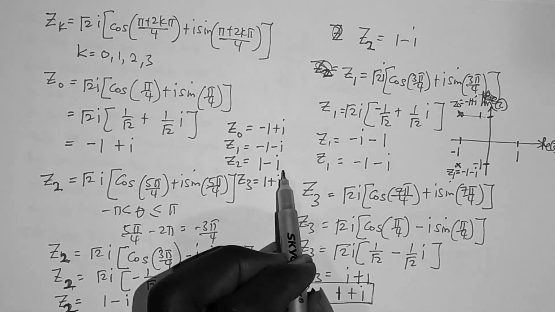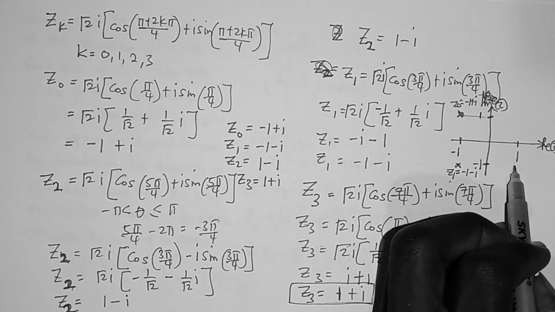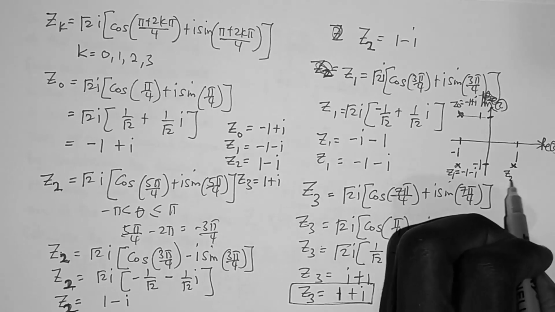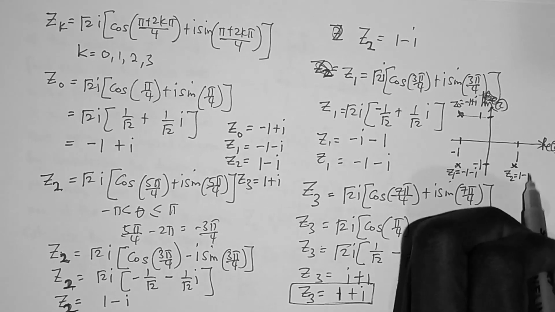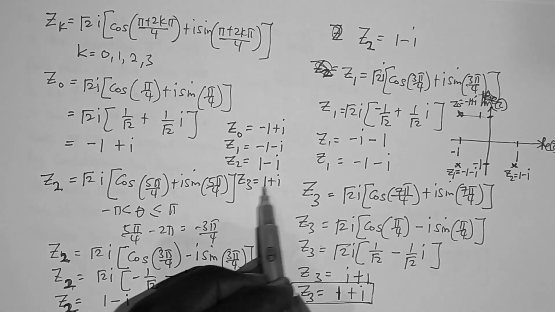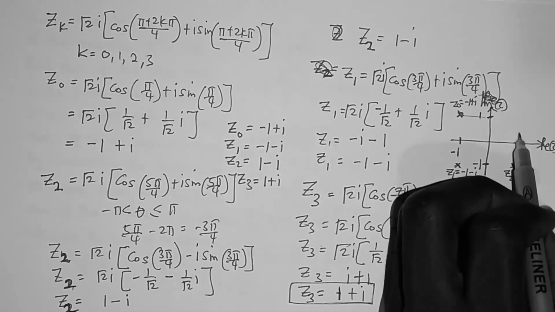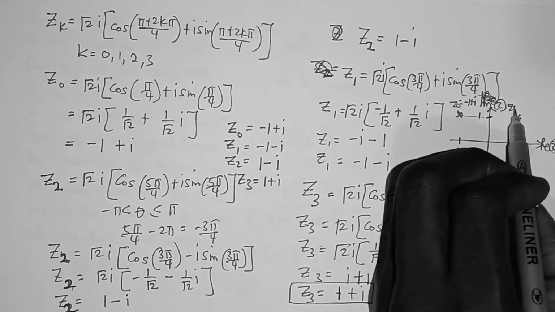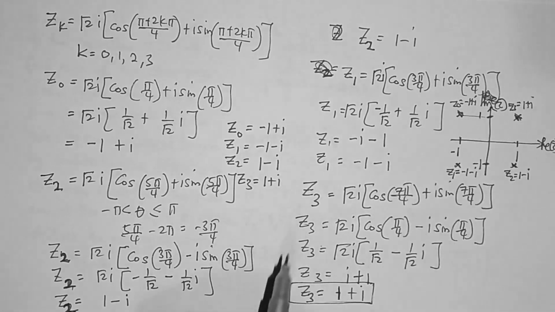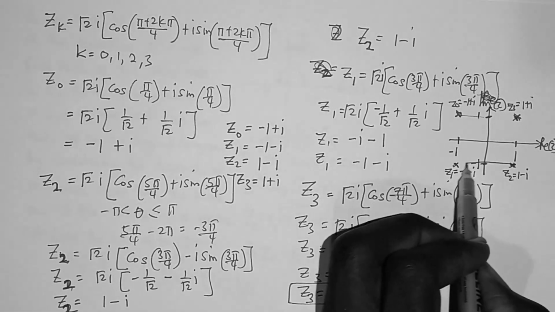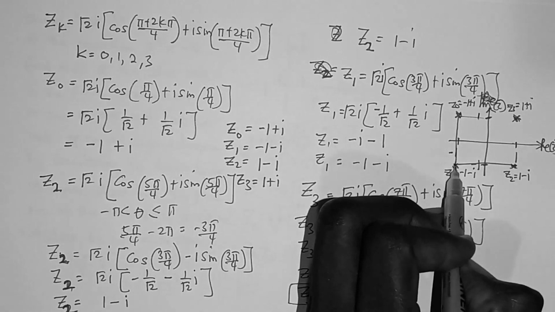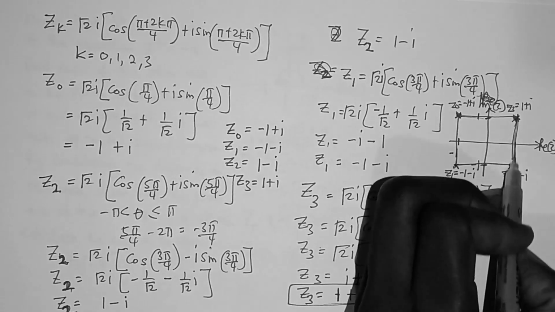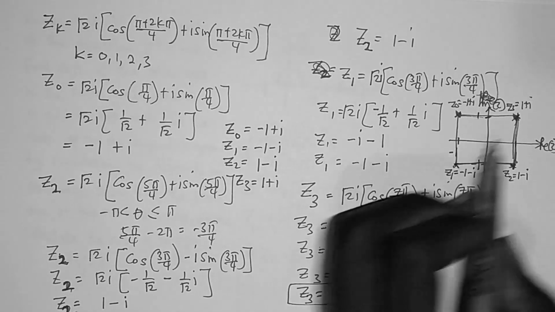So here is Z1 equals minus 1 minus I. Then Z2 is 1 minus I. So this is 1 minus I, and that is Z2 equals 1 minus I. And then Z3 is 1 plus I. This is 1 plus I, so it's somewhere here. And this is Z3 equals 1 plus I. So at the end of the day, just as we were asked to prove, you can see that these are the vertices of a square. So this is the square.